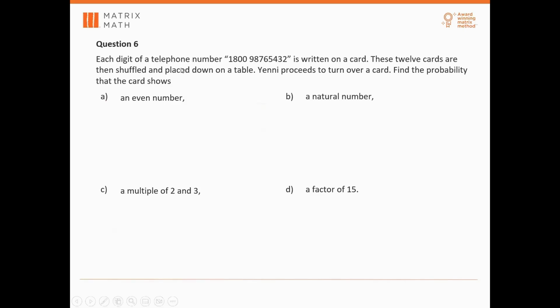Question 6, each digit of a telephone number. So you have a string of numbers here. It's written on a card. These 12 numbers are then shuffled and placed down on a table. So Yanni proceeds to turn over a card. Find the probability that the card shows an even number.